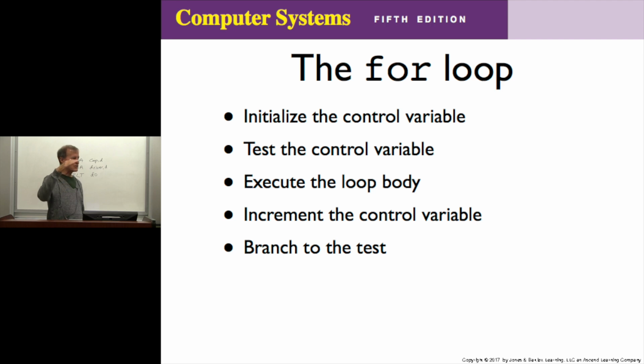You've got to initialize the control variable, whatever the initialization is. And then you test the control variable and branch accordingly. Then you execute the loop body. But then what happens after the loop body? You've got to do the third part of the for statement down at the bottom there, and then branch back up accordingly. Does everybody see what you have to do?